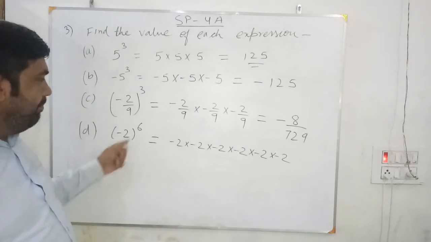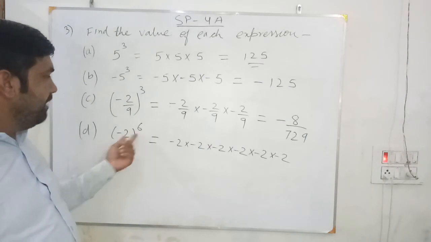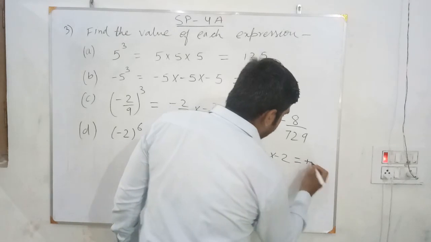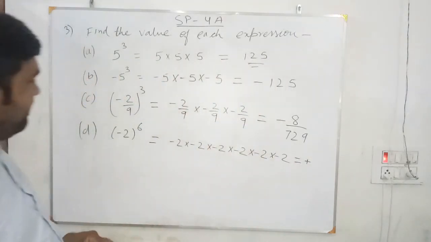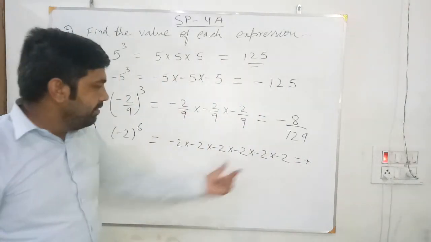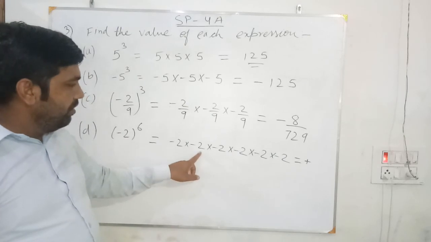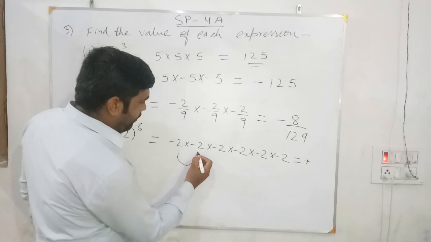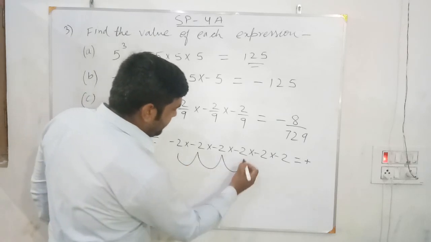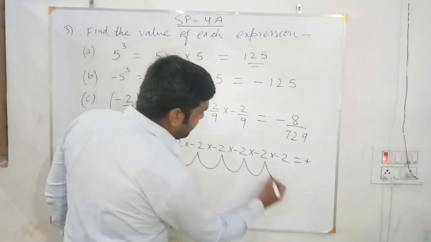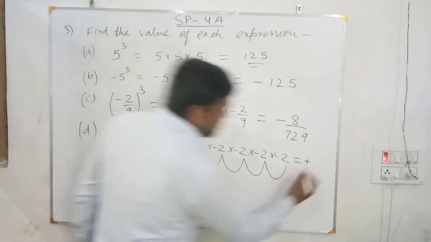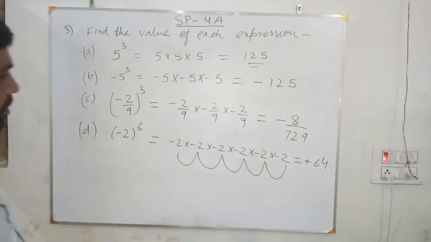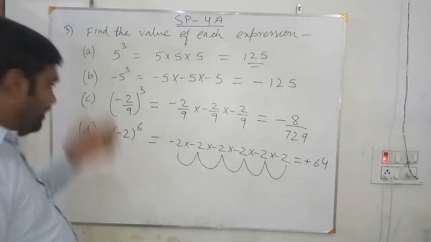Base negative, power even. Base negative, power even, the value will be positive. So no doubt the value will be positive, that is the plus. And see what will be the product of this multiplication. 2 2s are 4, 4 2s are 8, 8 2s are 16, 16 2s are 32, 32 2s are 64. So the answer is plus 64. Okay.